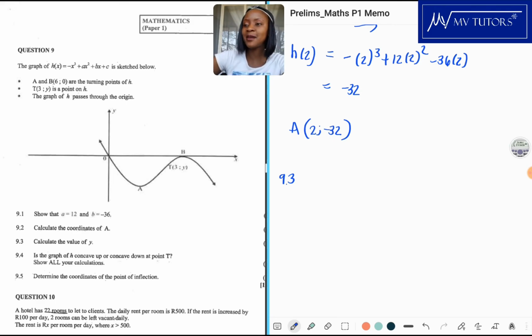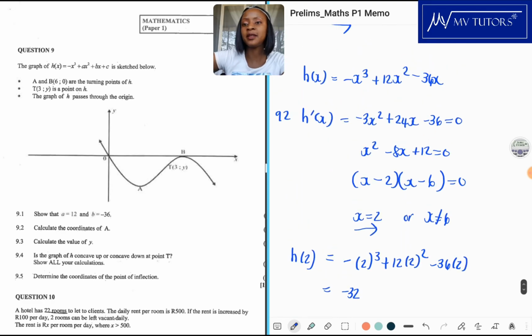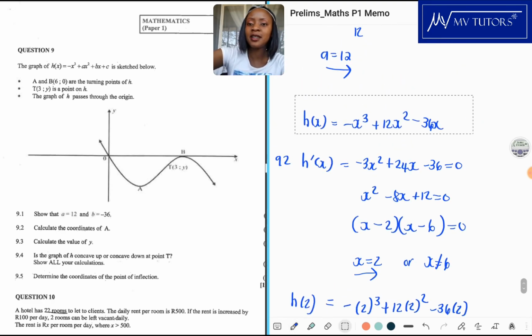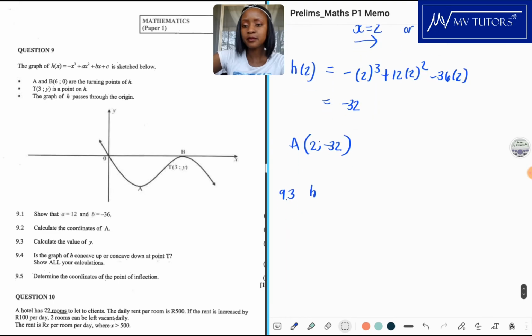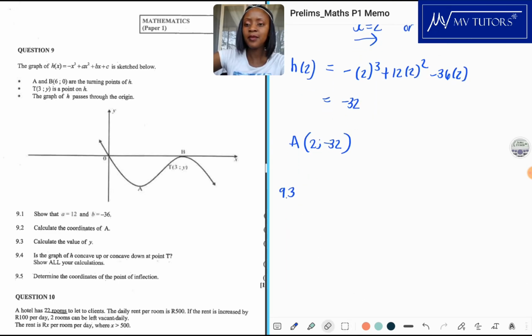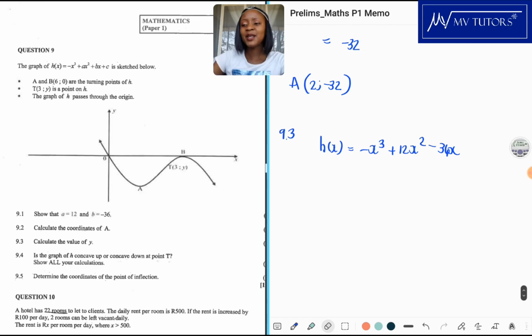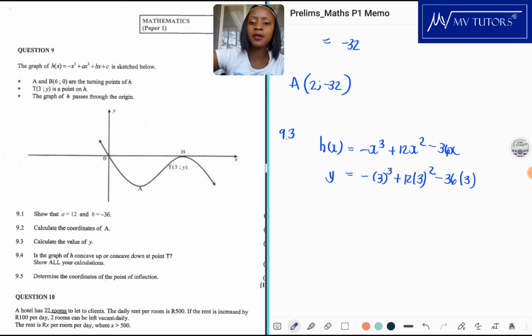Okay, let's substitute. We have the equation there. So h of x, no, I'm not gonna repeat that. Let me just copy and paste it. Okay, so if we are going to substitute the point 3y, so in the place of h of x, we're going to put y, and in the place of x, we're going to put 3. So 3 to the power 3 plus 12 times 3 squared minus 36 times 3.